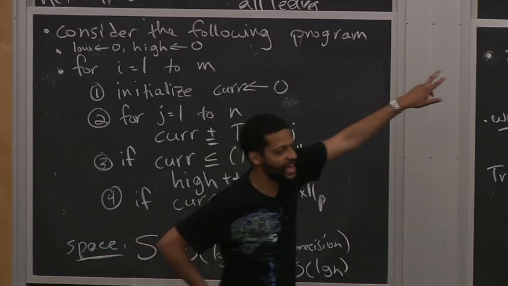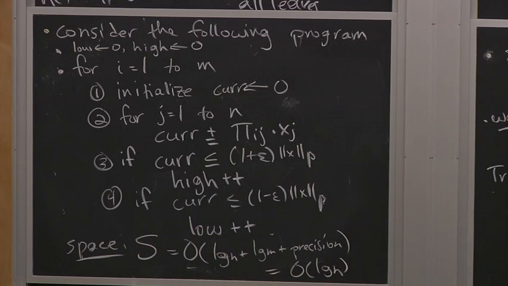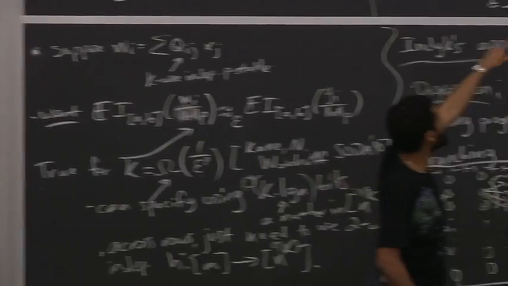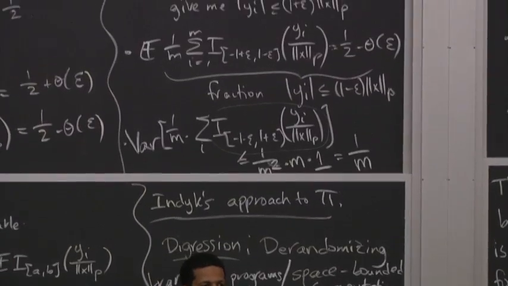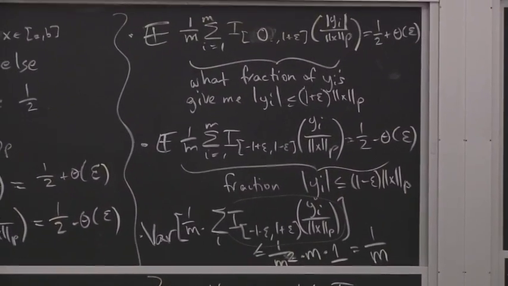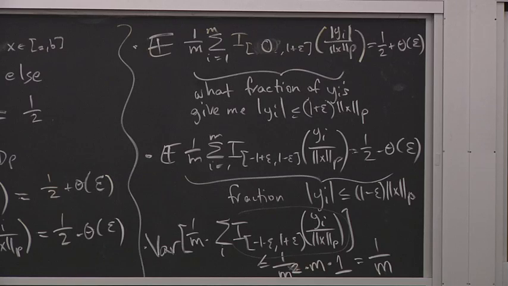Yeah, they're counting exactly that. I mean, here we divided by m, but if you hadn't divided by m, high is just counting how many of the y_i's are less than 1 plus epsilon times the LP norm in magnitude, and low is counting how many of them are less than 1 minus epsilon times the LP norm. This branching program is basically mimicking the proof of correctness of the index algorithm.